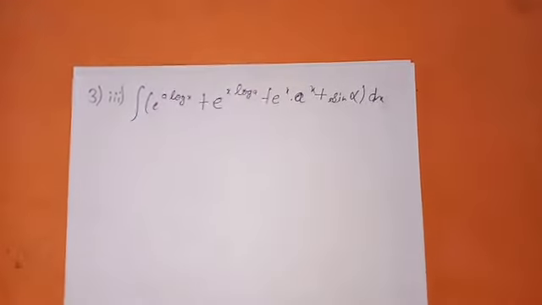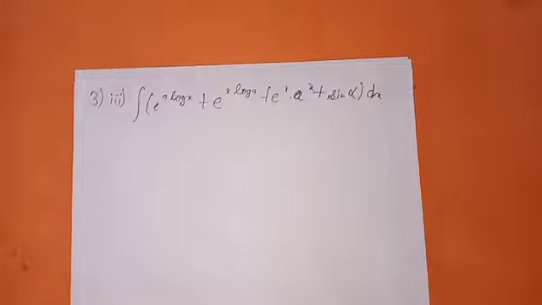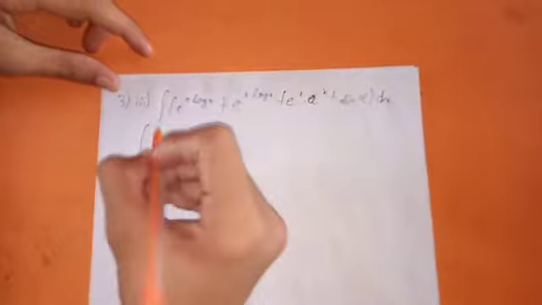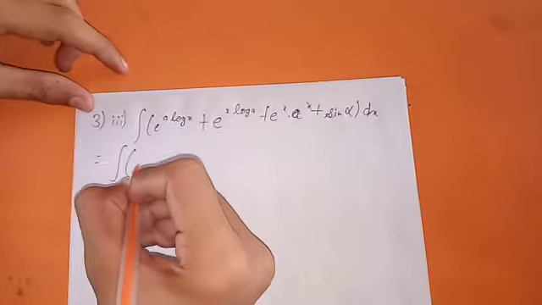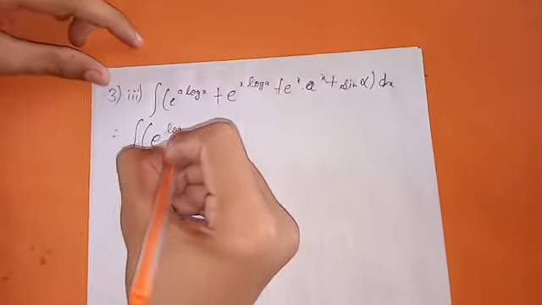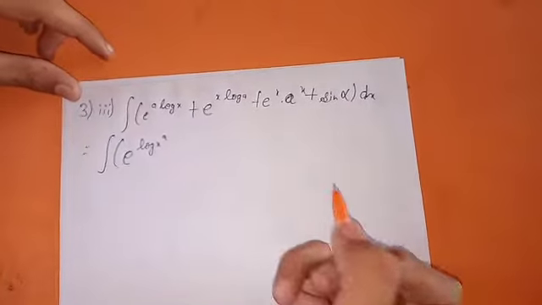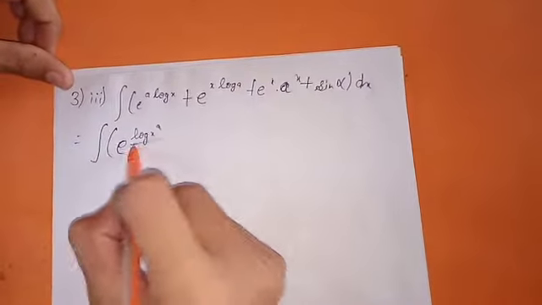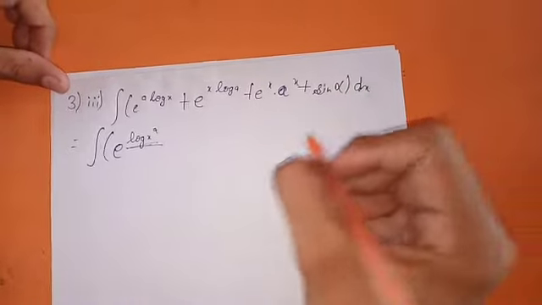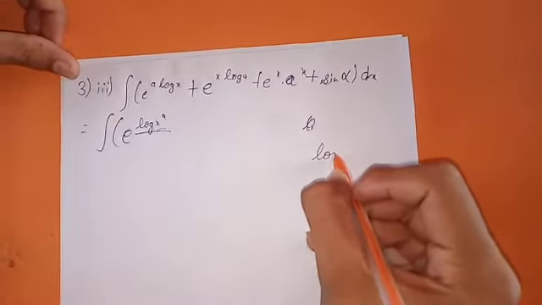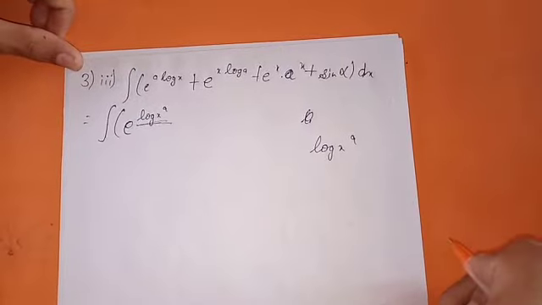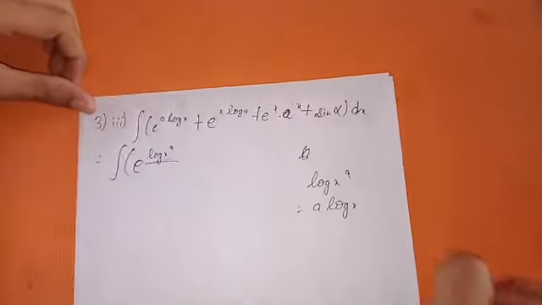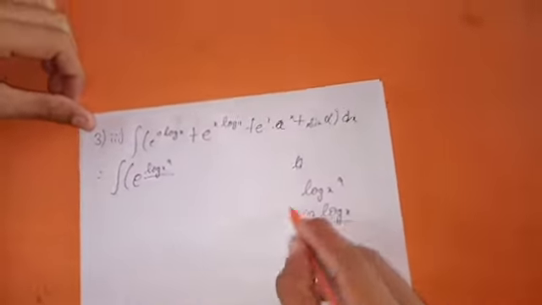Okay, so now we can rewrite this as e raised to power log of x raised to power a. Why? Because if log of x raised to power a was given to us, then how would we write it? We could write it as a log x. Okay, so now we are given this, so we can write this in this way.